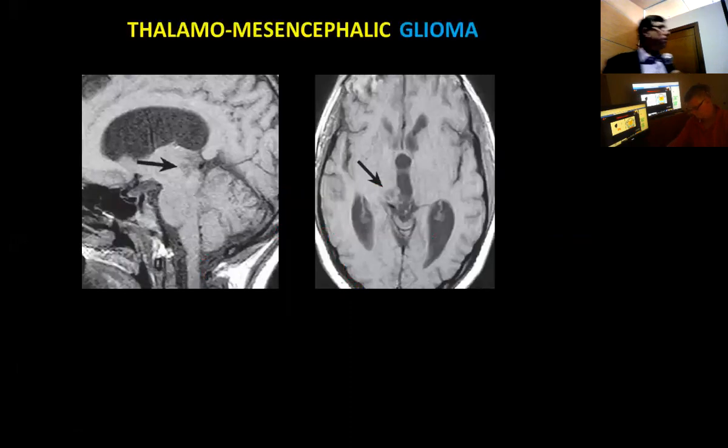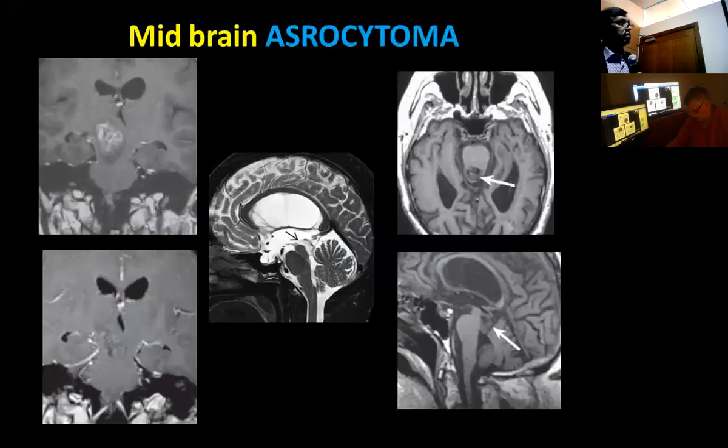One of the commonest things that you see are the gliomas, and this is called thalamo-mesencephalic. Mesencephalic means midbrain, so between the thalamus and the midbrain. This is midbrain, also going into the thalamus. This is the tectal plate of the midbrain. This is the tegmental part of the midbrain. This is the basis pontis.